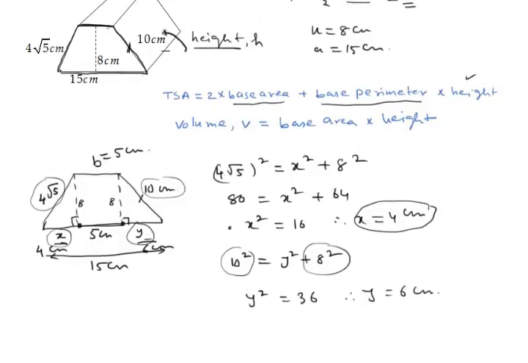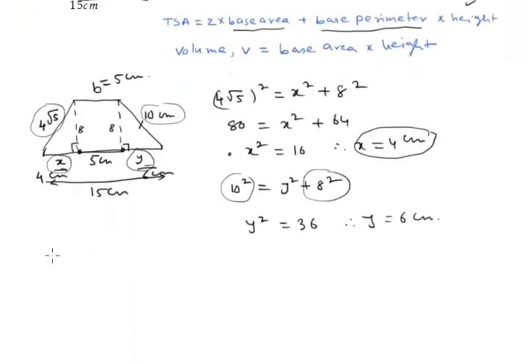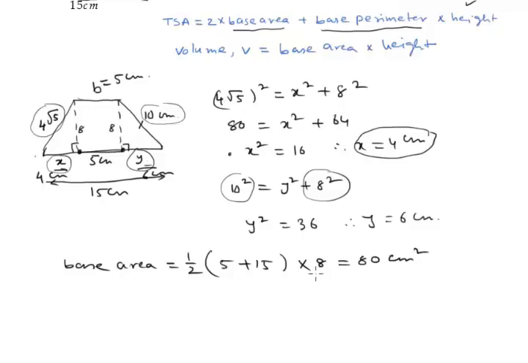So now we can use this formula, half of A plus B times the height, to find the base area. So here the base area is half the sum of these two parallel arms. One is 5 and the total distance is 15. So 5 plus 15 times this perpendicular distance, which is 8. So if we calculate, we will get 80 centimeter square. So the base area we found is 80 centimeter square.